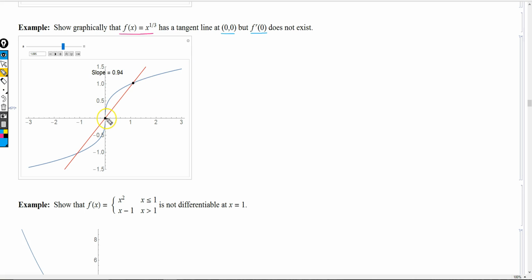Now, if we try to construct a tangent line right there, remember the tangent line is supposed to be a limiting position of secant lines. Here we have a point up here on the graph of the cube root of x, and we're going to let this point slide towards the point at the origin, (0, 0). Let's see what happens to these secant lines. What are they becoming?